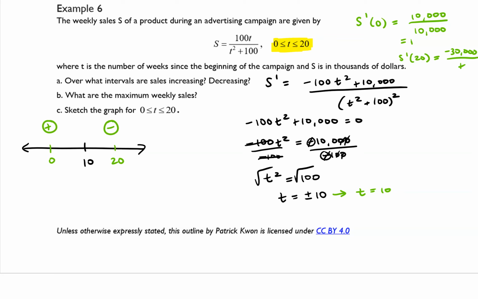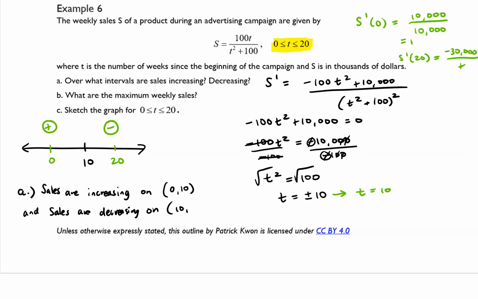So finally, to be able to answer part A, we would say, in order to be more specific, sales are increasing on the interval 0 to 10, and sales are decreasing on the interval 10 to 20.